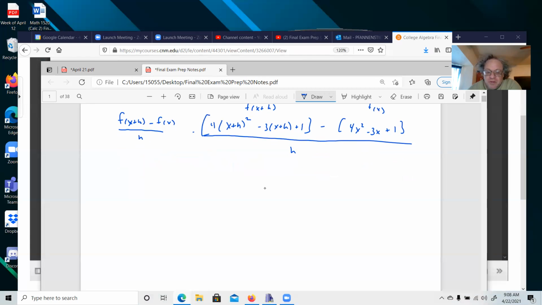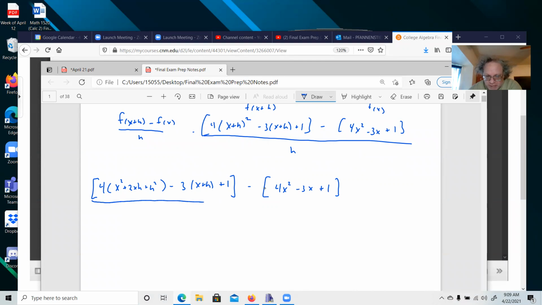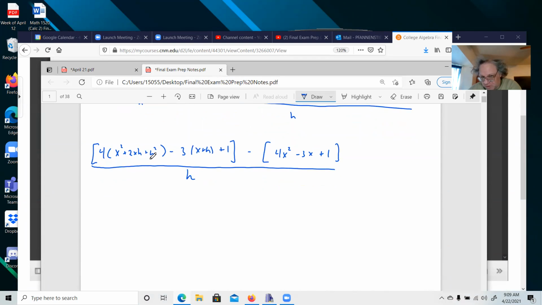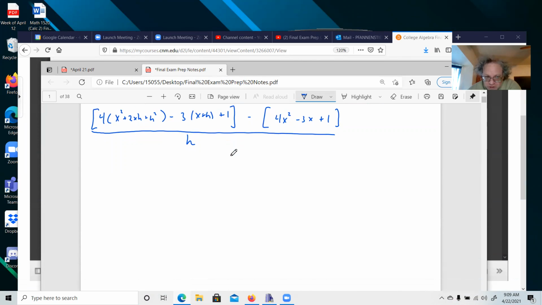All right, let's go through and do this. So we have 4. I'm going to multiply this out in my head. If you need a side step to do that, go right ahead and take it. So that's x squared plus 2xh plus h squared, minus 3 times (x plus h) plus 1, minus this whole thing, 4x squared minus 3x plus 1, again all over h. I try to do these things one at a time, so the first thing I'm going to do is FOIL this out. Next step is we're distributing, so everybody gets distributed to. That way you don't lose a piece halfway through the middle of this thing.